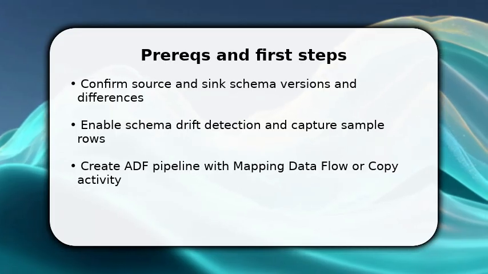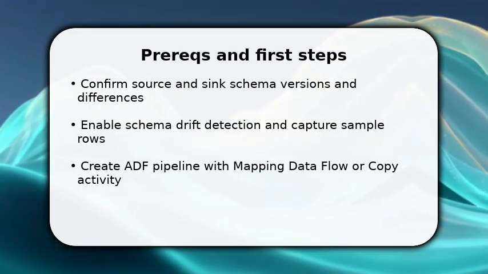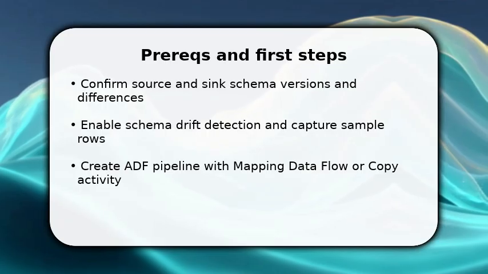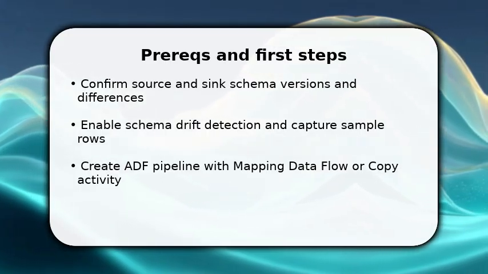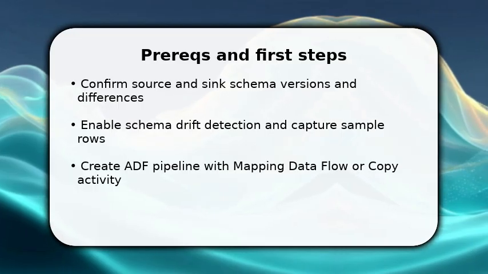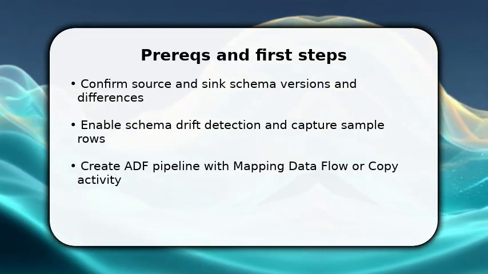Then create an ADF pipeline using mapping data flow or copy activity and point it at your sources. Make sure to parameterize file paths and table names so you can iterate quickly. This prevents manual edits for each new schema version.